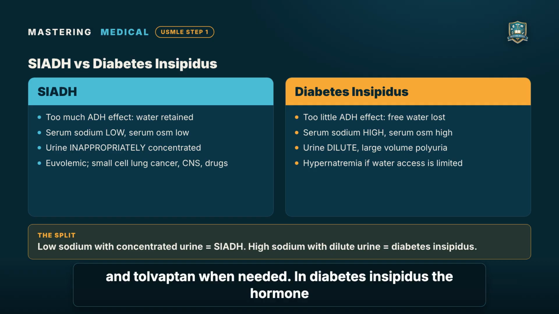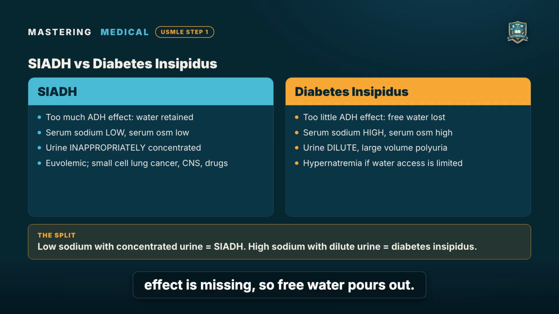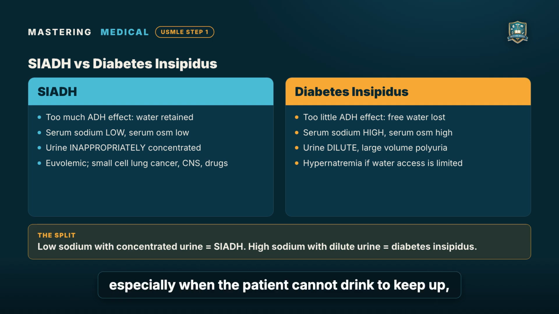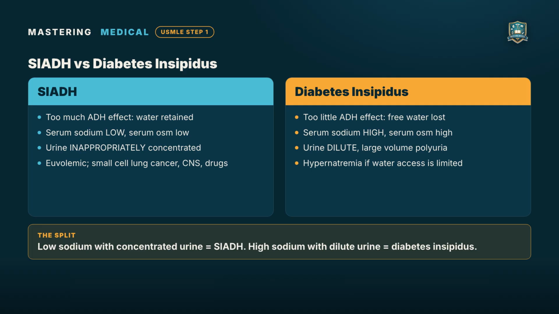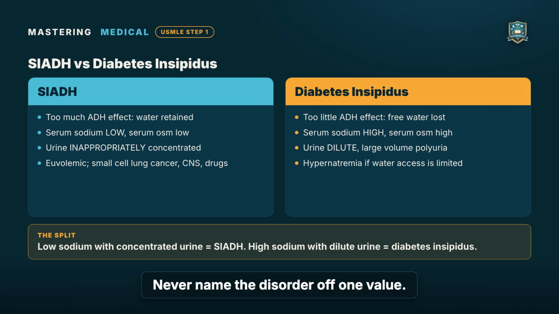In diabetes insipidus, the hormone effect is missing, so free water pours out. Urine is dilute and high volume. Serum osmolality rises and sodium climbs, especially when the patient cannot drink to keep up, which is why the elderly and the intubated get into trouble fastest. So the discipline for any sodium disorder is to pair serum sodium with urine osmolality, then add urine sodium. Never name the disorder off one value.